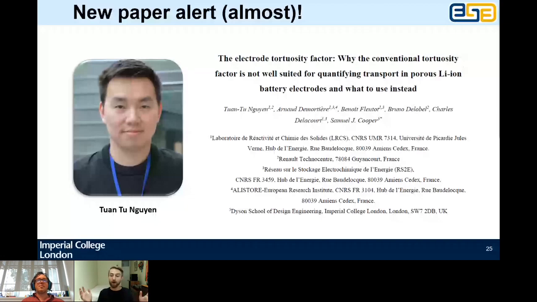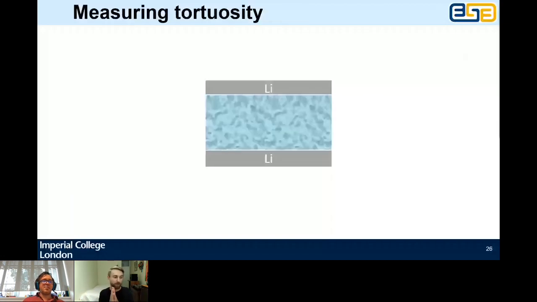So there are well-defined and well-used methods for measuring tortuosities of things. And here's the simplest way of thinking about it. I've got two lithium metal foils, and I can put some porous medium between the two. Let's say a separator material, and I flood the whole thing with a lithium salt in solution.